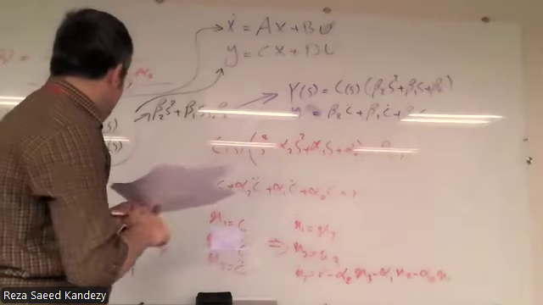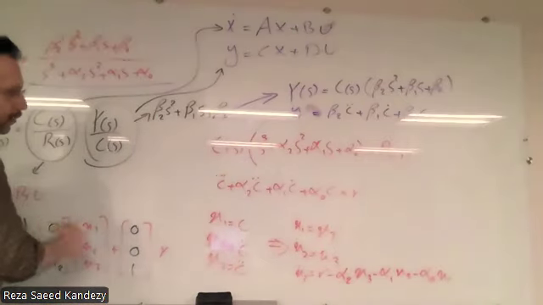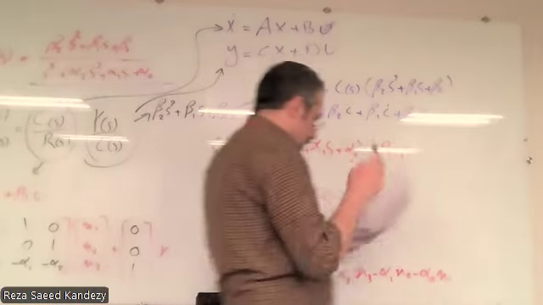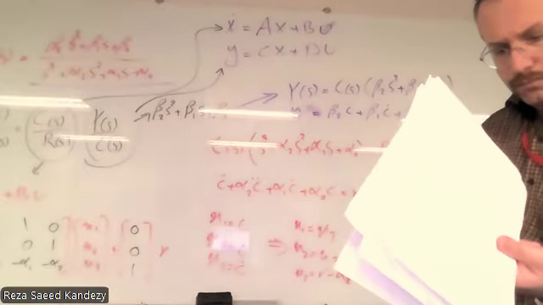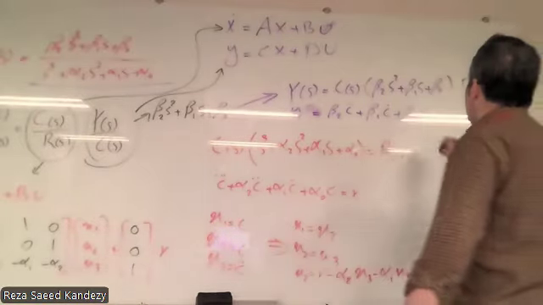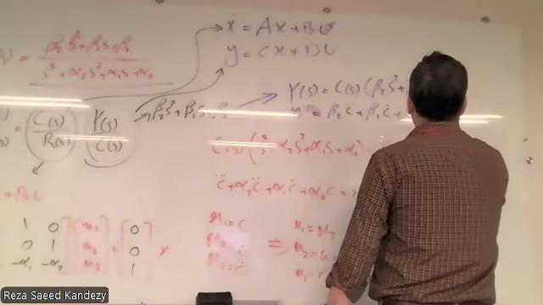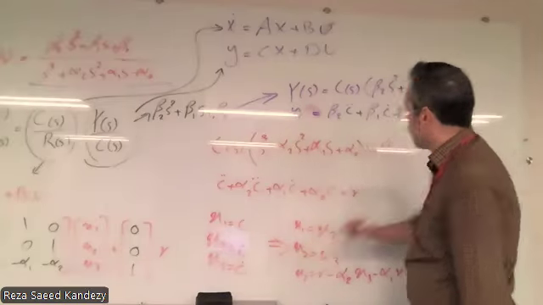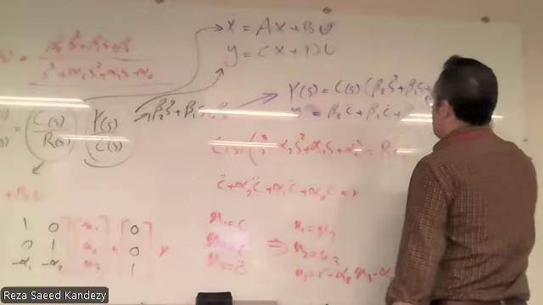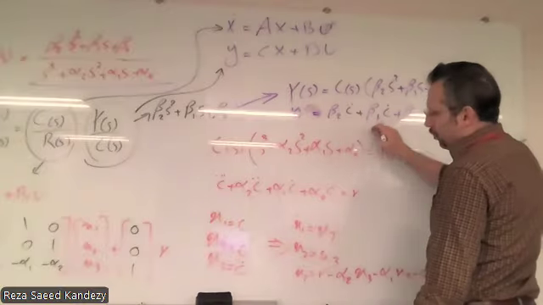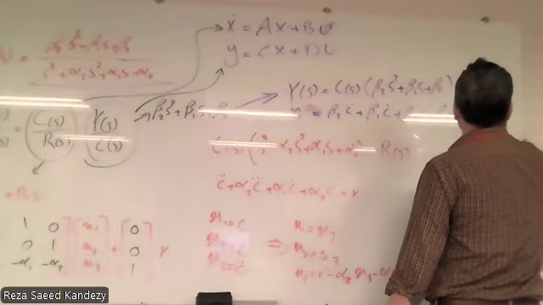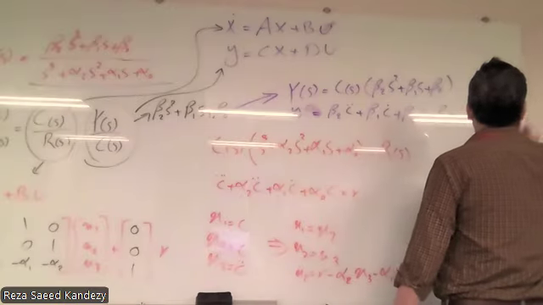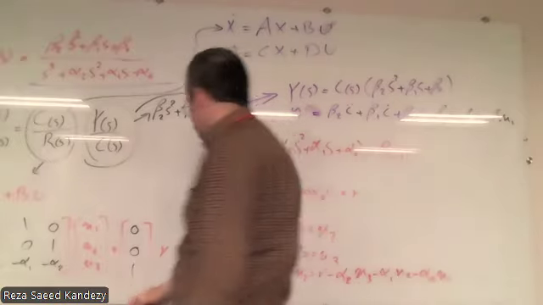But we already know from our state variable that this is going to be beta 2 x3 plus beta 1 x2 plus beta 0 x1, and we don't have any r in it.